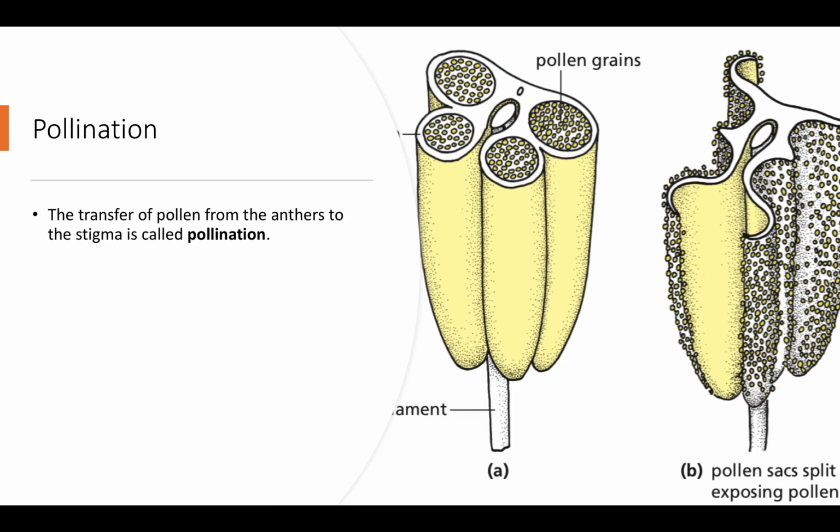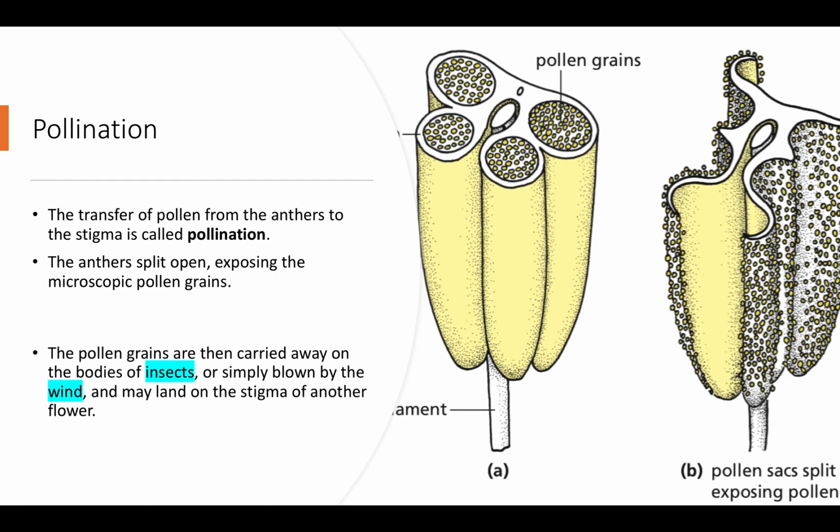Now, the transfer of pollen from the anthers to the stigma is called pollination. So, if you were asked to define pollination, you should mention that it is a transfer of the pollen grains from the anthers to the stigma.